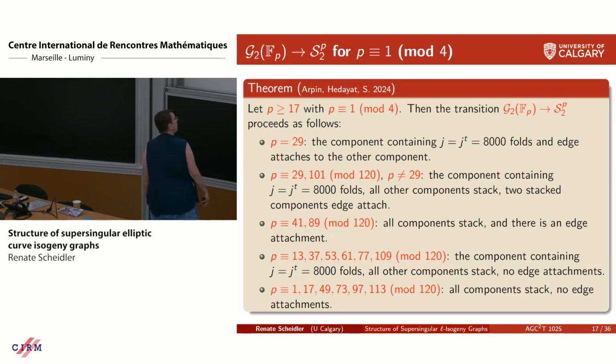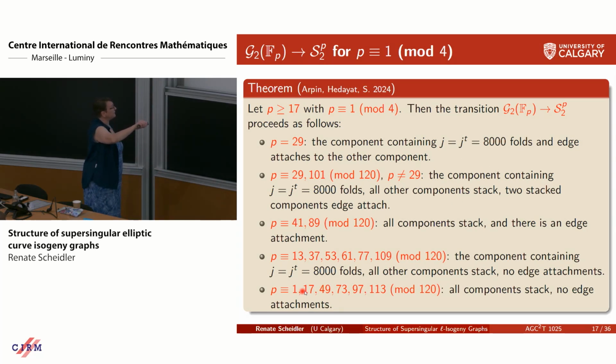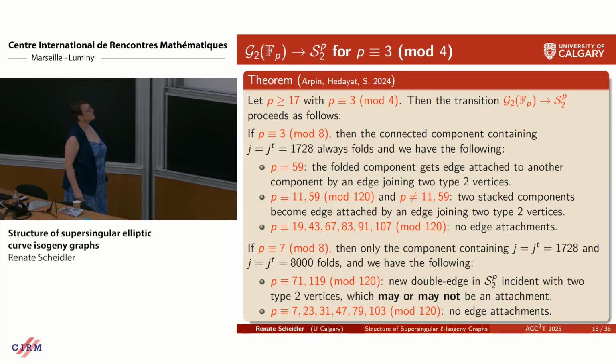The next one, all the components stacked, there's no edge attachment. The next set of congruences, again, the component containing 8000 folds, all the other components stacked, no edge attachment. And finally, the last set of congruence conditions, all the components stacked, no edge attachment. So literally, you take your prime, you check which congruence class it is in, and then you know exactly what happens. The version for P congruent to 3 mod 4 is a little bit more complicated, but again, it's described very, very explicitly.